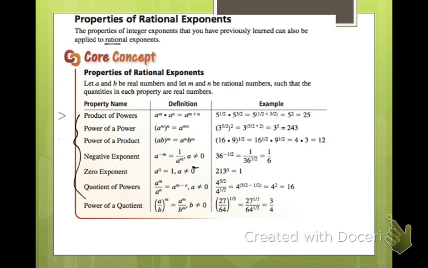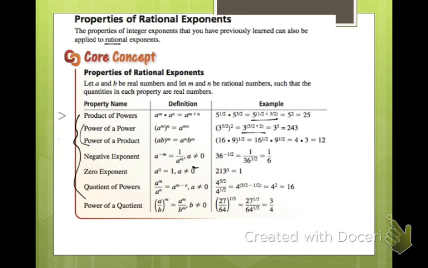The examples will probably help you the best, the column over on the right. So the product of powers, if you're multiplying the same bases, then you know you can just add the exponents. And so it works with rational exponents as well. The next property, a power of a power. When you are raising a power to a power, whether the powers are integers or fractions, you can multiply those powers. And these two properties are just related.